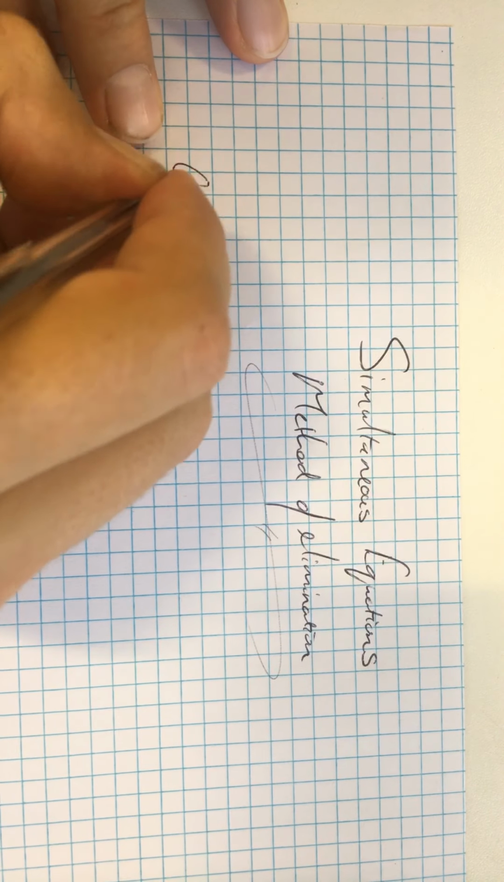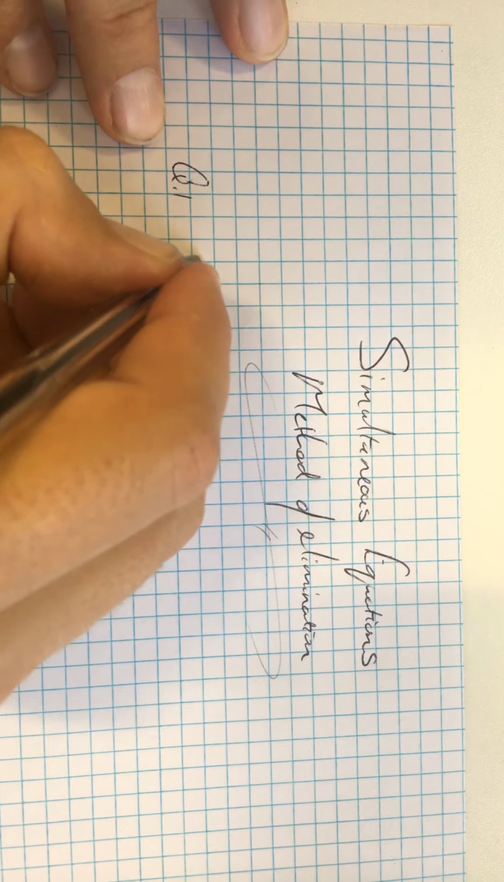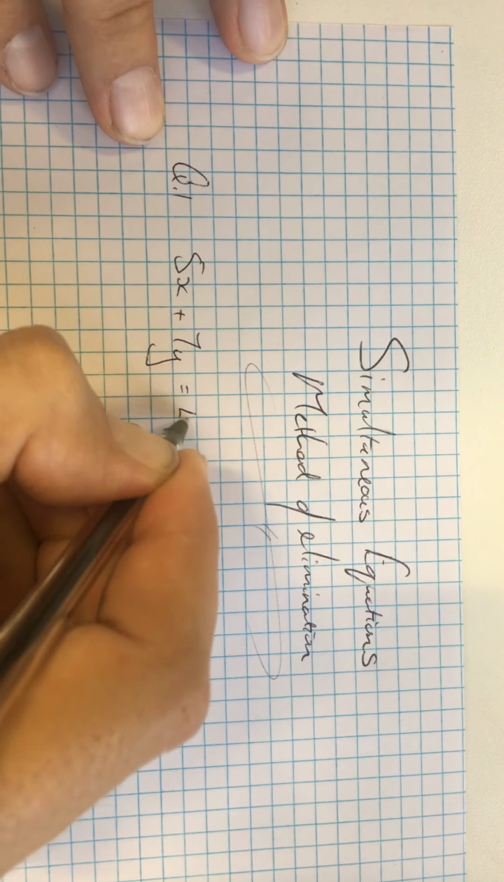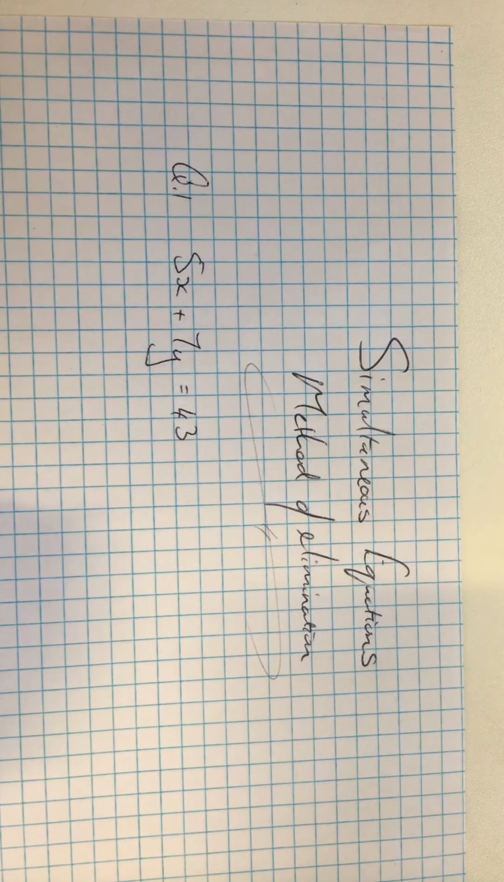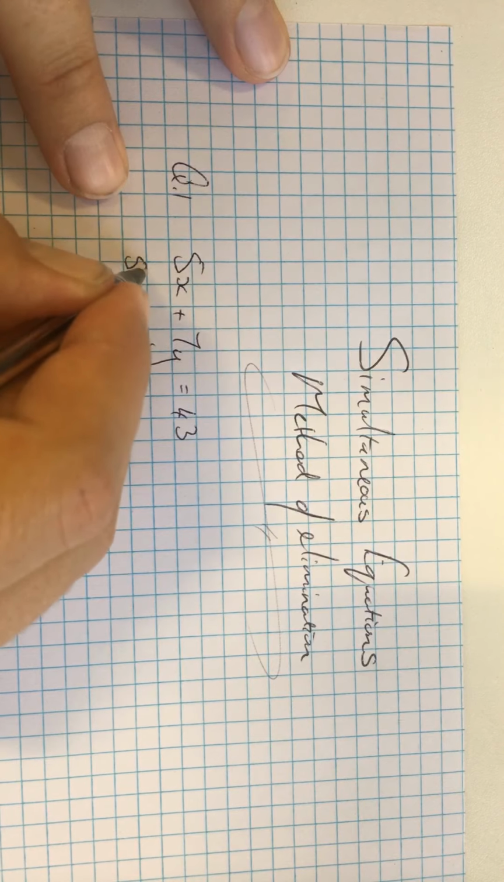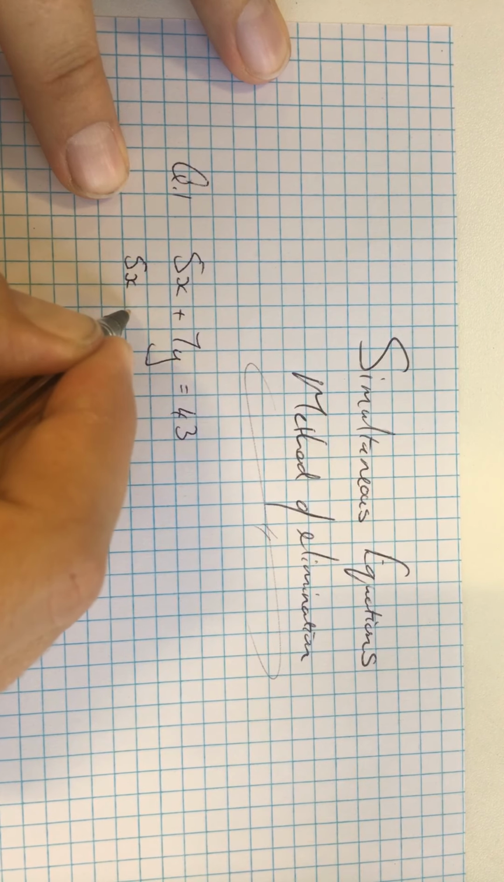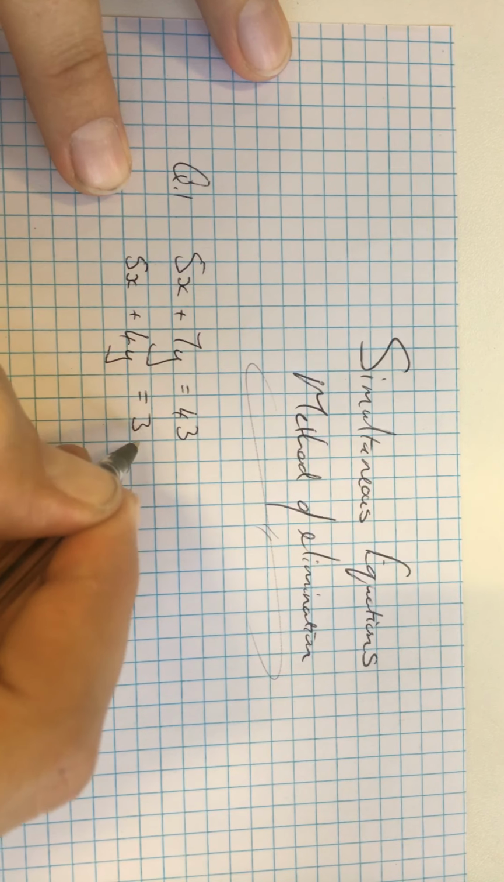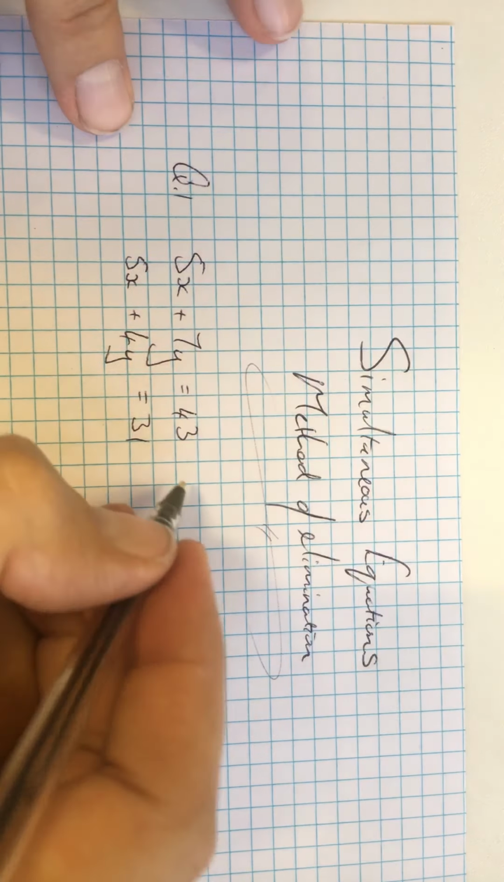I'm going to just write down one question. Question 1: 5x plus 7y equals 43. We already talked about how this is still a line, but the format of it has changed. Here's another one: 5x plus 4y equals 31. All right, these are my two equations.